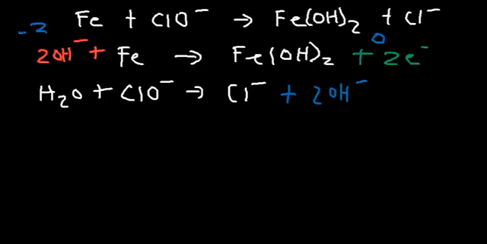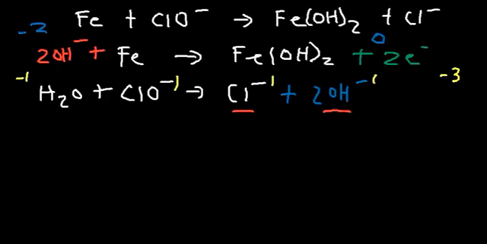Now we've got to balance the charges. We have a total charge of negative 1 on the left side, and here that's minus 1. That's 2 times negative 1, so negative 2. So we have a total charge of minus 3 on the right side. This is negative 1, this is negative 2. So negative 1 and negative 3, they differ by 2. So we've got to add 2 electrons.